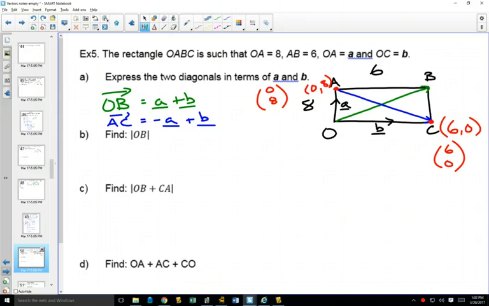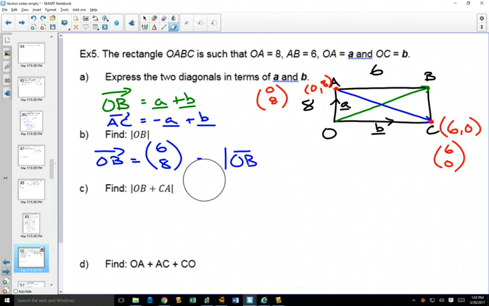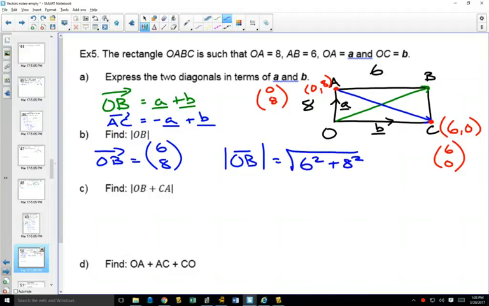So how long is O to B? Well, O to B is equal to A plus B. And if you added A plus B, you'd get that vector, 6, 8, which makes sense, right? 6 to the right, 8 up. And if you figure out what is the length of OB, well, that'll just be the square root of 6 squared plus 8 squared. Maybe recognize that as the 3, 4, 5 triangle, and you get 10.